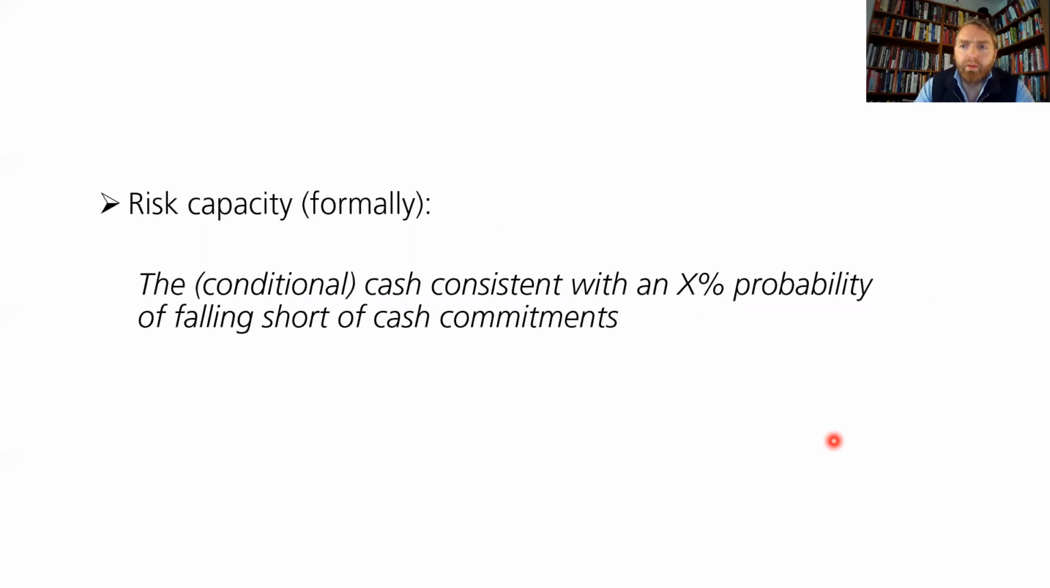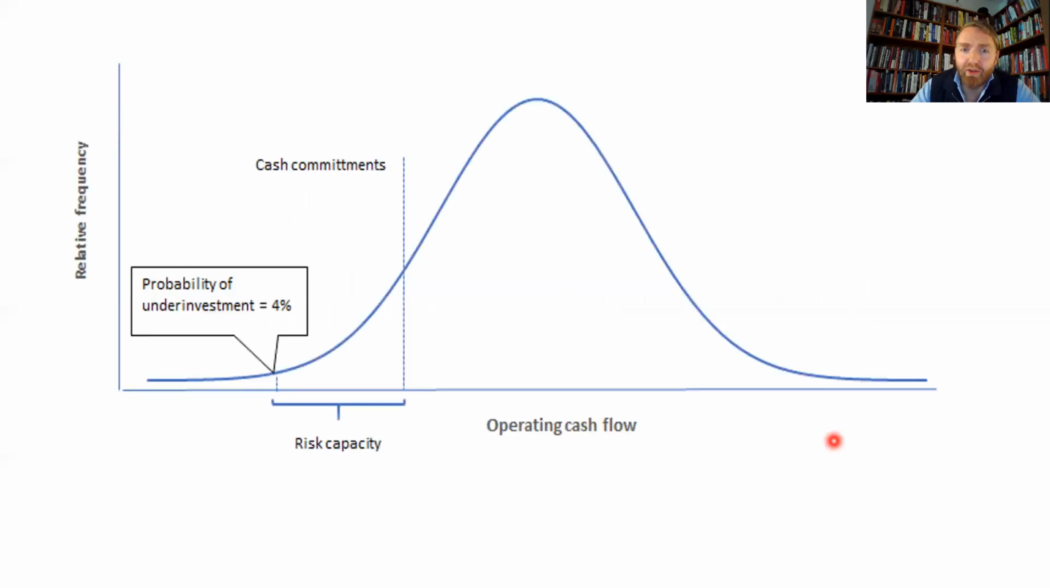If you want to be a little bit more nuanced about the whole thing, we are talking about conditional cash consistent with a certain target probability of falling short of cash commitments, where it's understood that these cash commitments are related to strategy execution. You need to meet these payments on an ongoing basis to function as a firm and to implement your value-creating investments, etc. So falling short of cash commitments means suboptimal strategy execution.